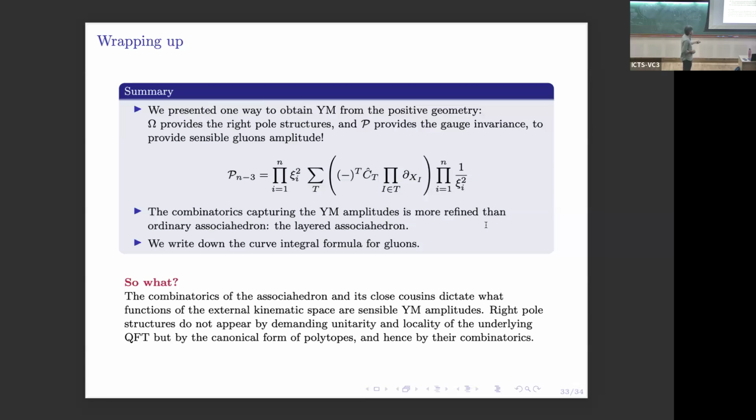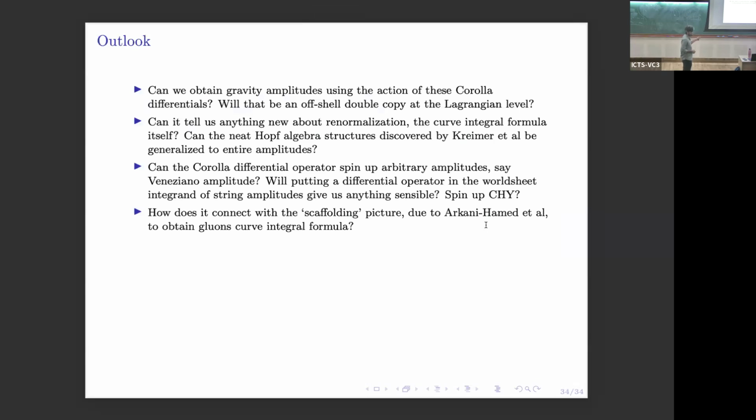Okay, and I will end with this. So there are many questions that one can ask now. Okay, so can we obtain gravity amplitudes using the action of these Corolla differentials? Will that be an off-shell double copy at the Lagrangian level? Okay, or can it tell us anything new about renormalization? Okay, because there are a lot of Hopf algebra structures that are there, and can we do that now? Can it give us anything new?